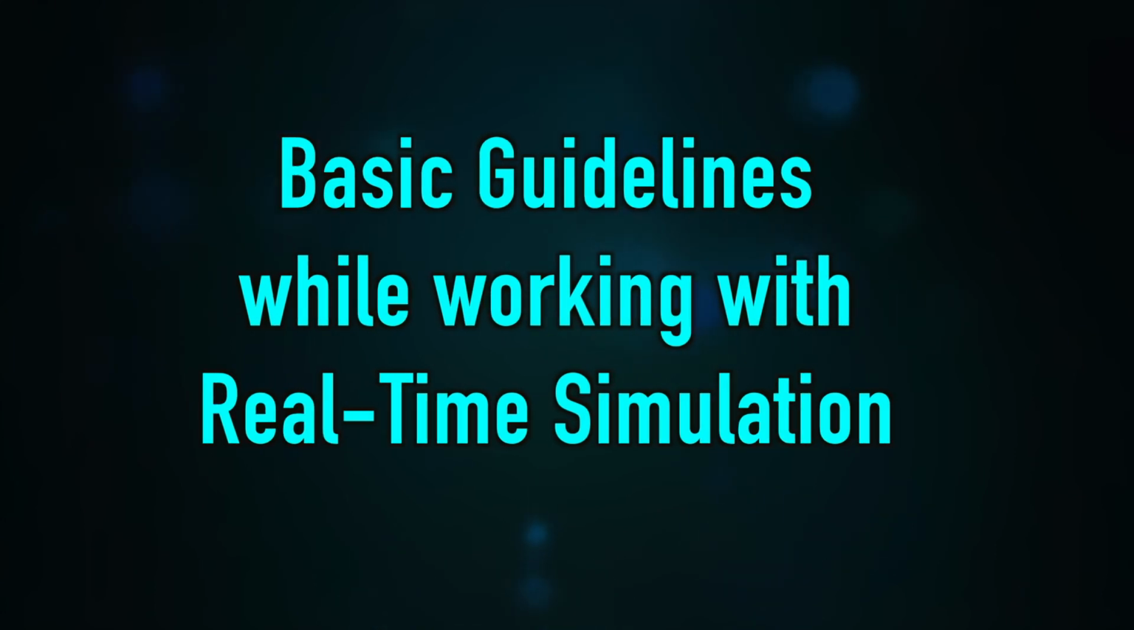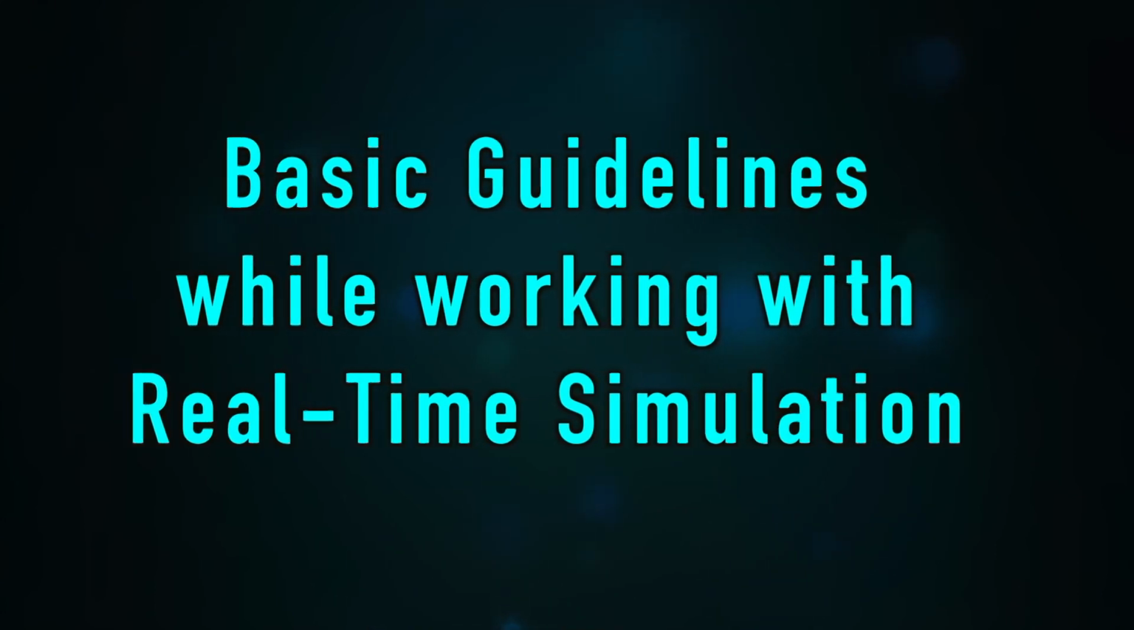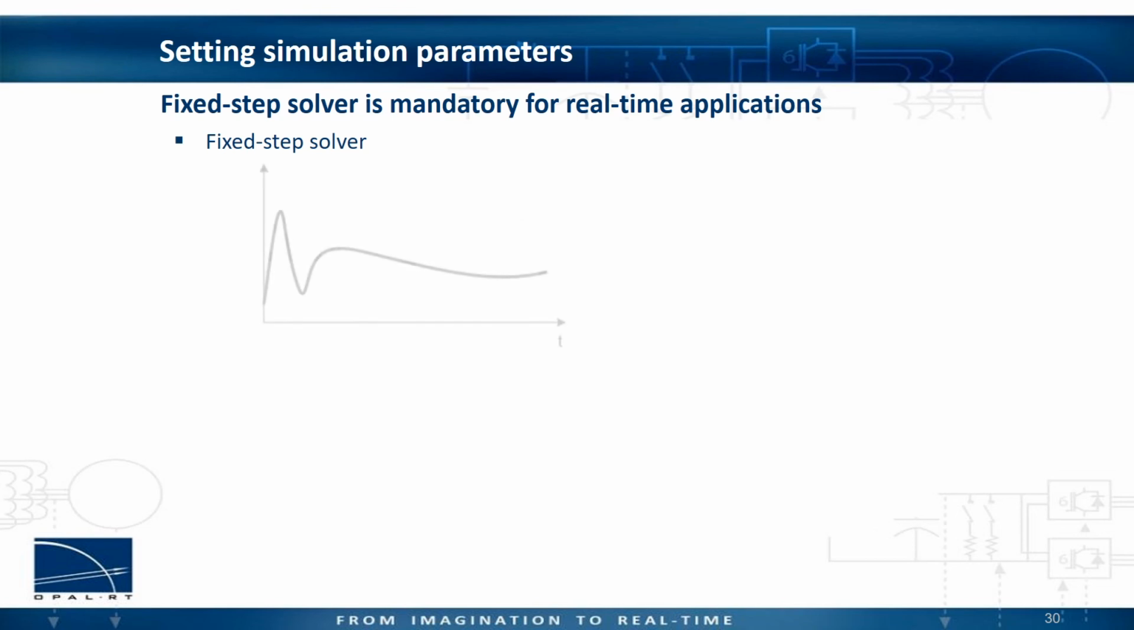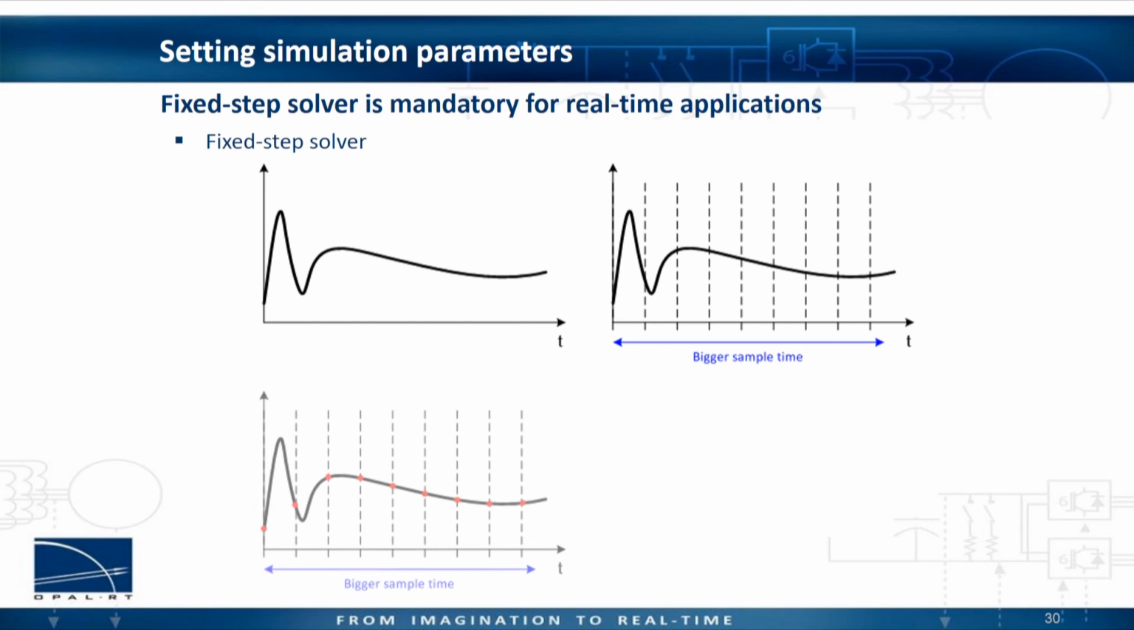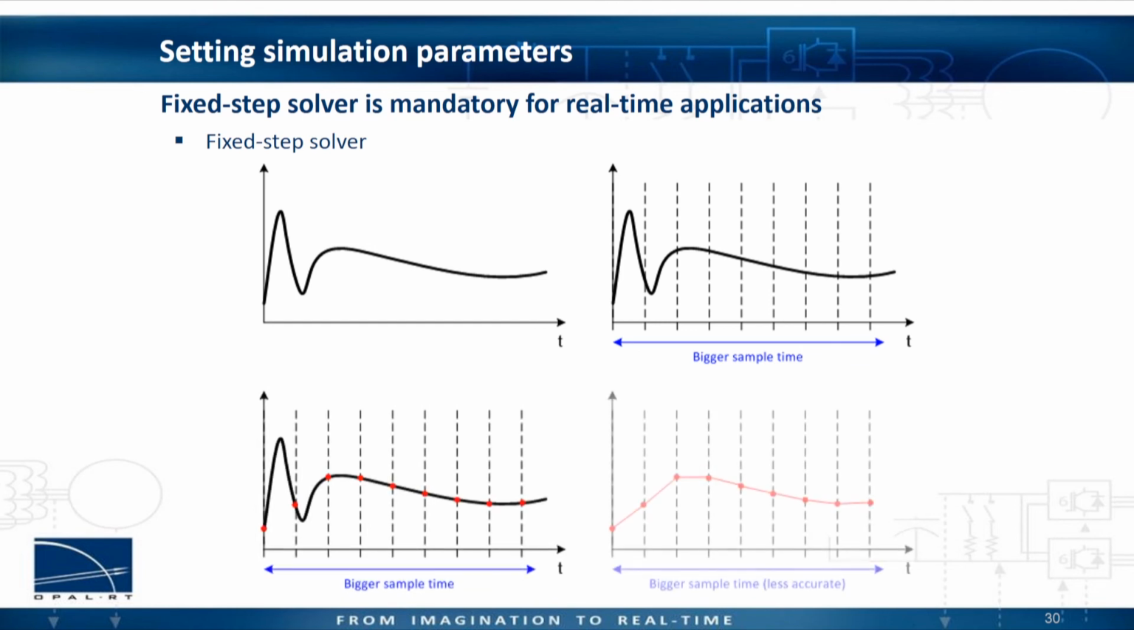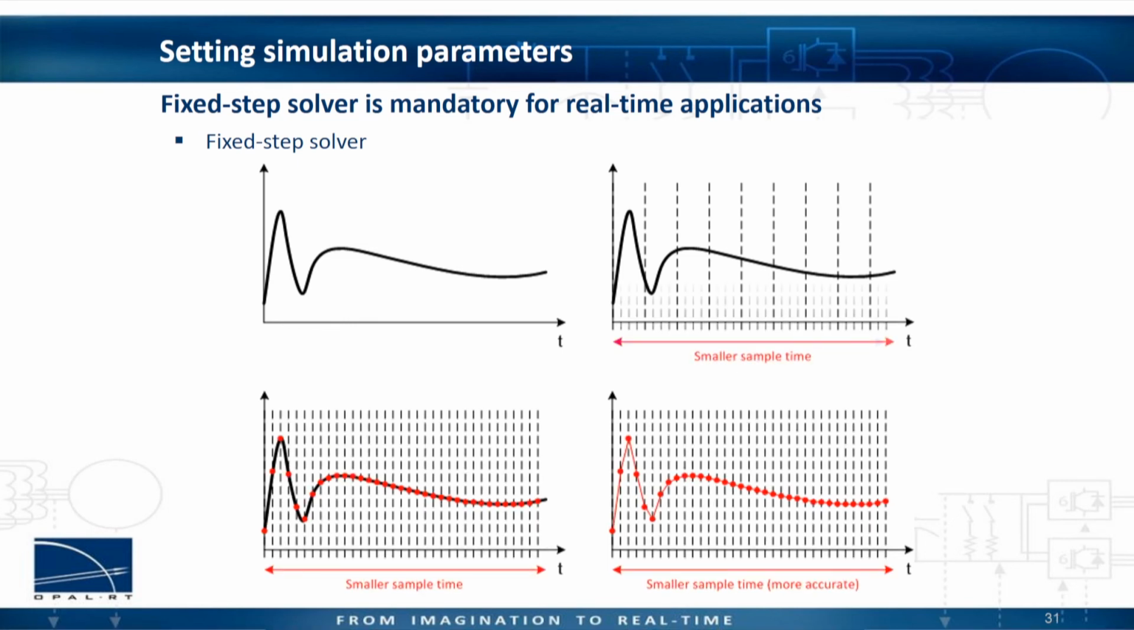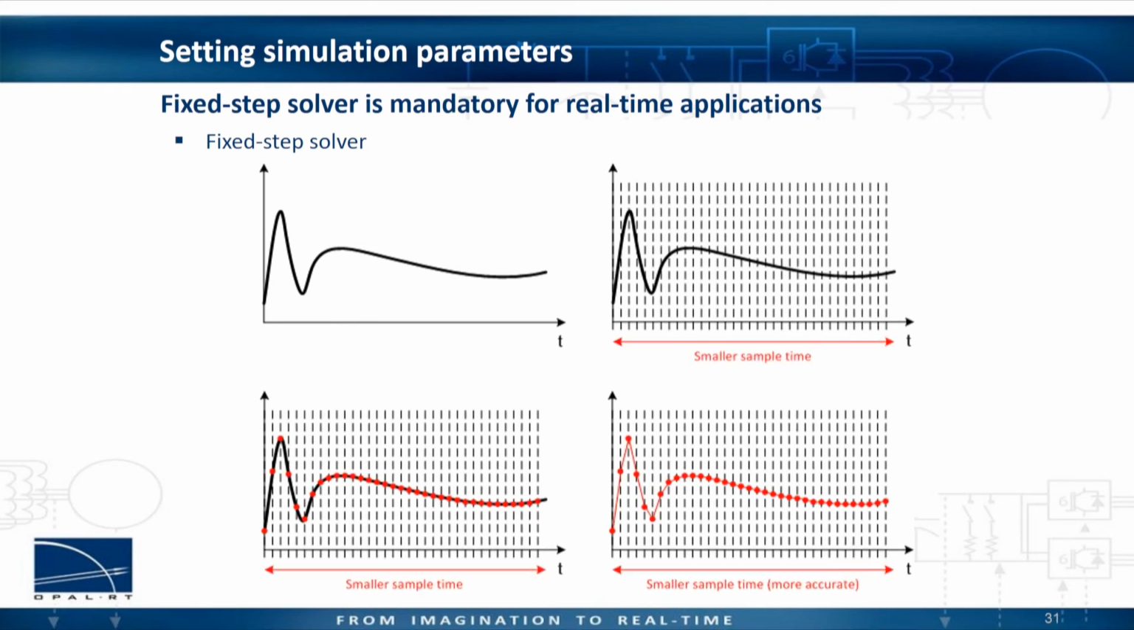So the process of this session is basically shown in this outline. So please remember the steps: grouping, naming, adding, and achieving parallel execution. Right? Now, there are some basic guidelines we need to follow while working with real-time simulation. First, as I showed in session 1, we have to use a fixed-step solver. Why? Because we need fixed samples for getting determinism in the output. But this sample size can be bigger or smaller depending upon your application.